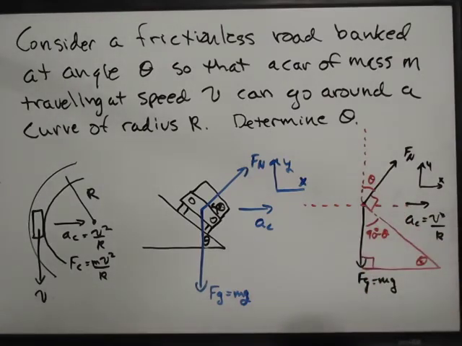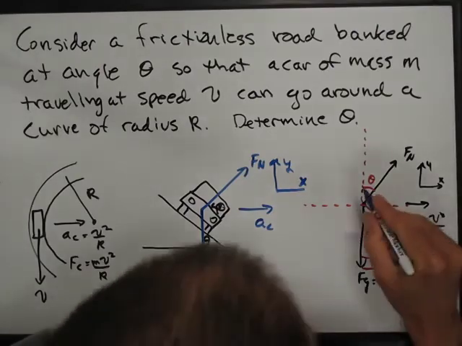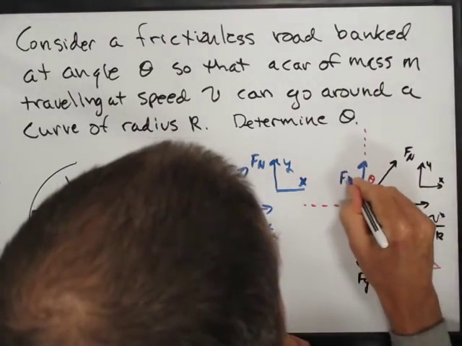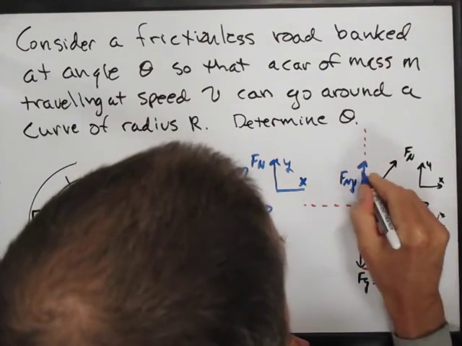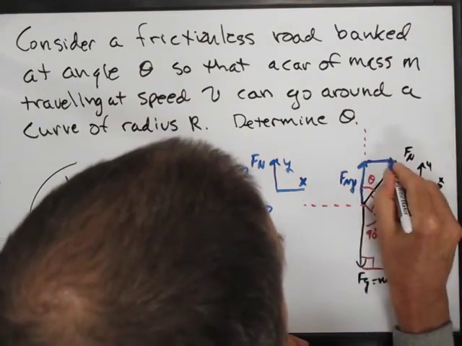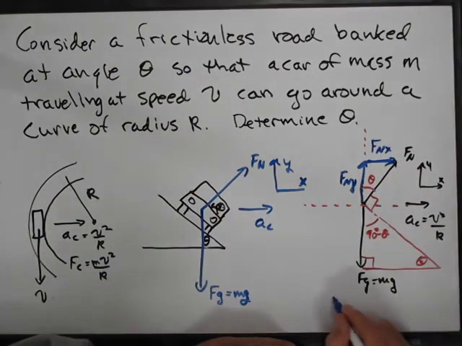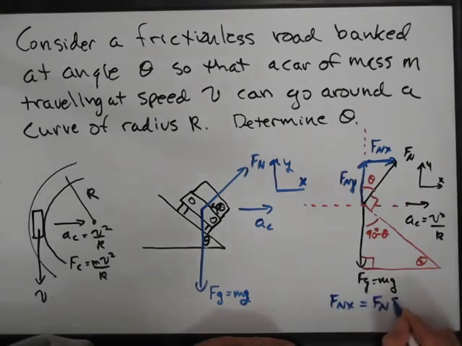And now I can draw the components of this force. I've got a y component going this way, that's Fn y. And I've got an x component going this way, that's Fn x. And you can see that Fn x is equal to Fn sine theta, and Fn y is equal to Fn cosine theta.